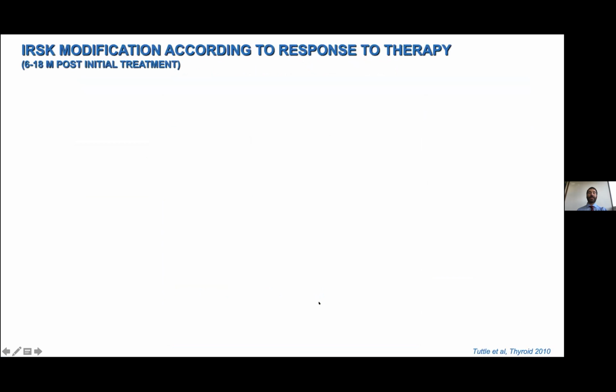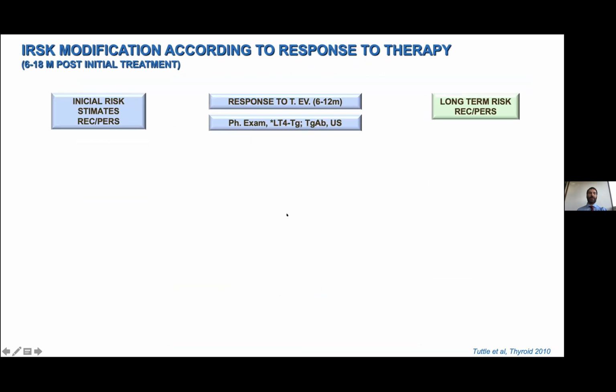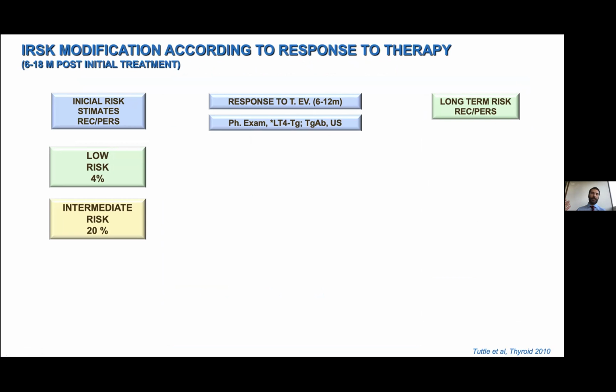So after this classification, 6 to 18 months after the initial therapy, we will update the long-term risk of recurrence or persistent disease, which will guide our further follow-up and what to do with the specific patient.